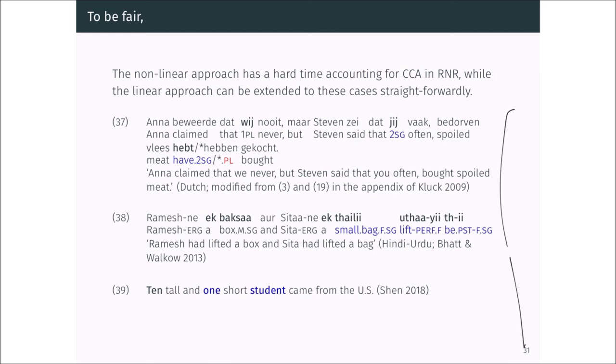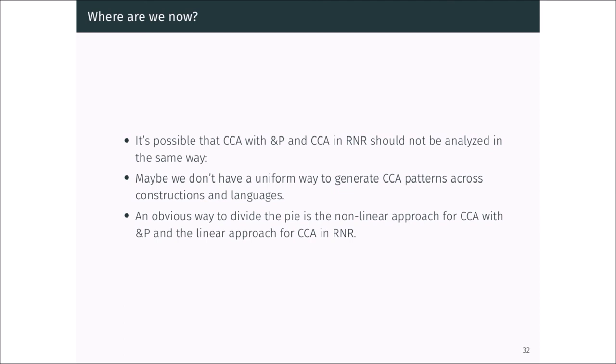So where are we now? It's possible that closest conjunct agreement with NP and closest conjunct agreement with right node raising should not be analyzed in the same way. Maybe we don't have a uniform way to generate these agreement patterns across constructions and languages. An obvious way to divide the pie is the nonlinear approach for CCA with NP and the linear approach for CCA in right node raising. Clearly, there is a lot of work to be done.